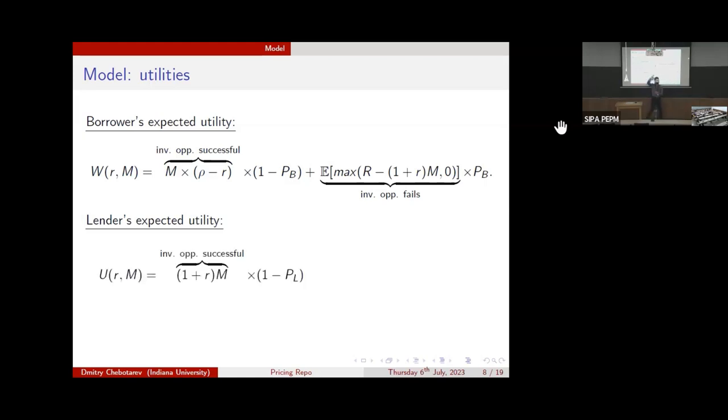What about the lender? The lender, when everything goes fine, gets back the promised amount, and notice that the probabilities PL and PB are different. This is the difference. If things don't go well, then the lender is trying to cover the due amount, but cannot get more than the price of the collateral at time one, because the borrower has limited liability.